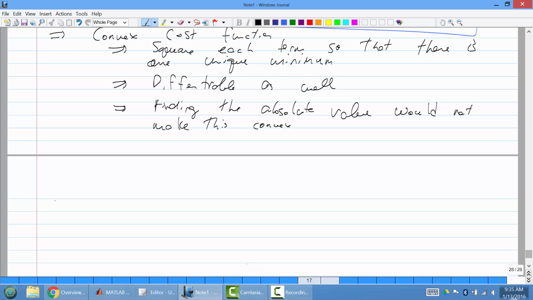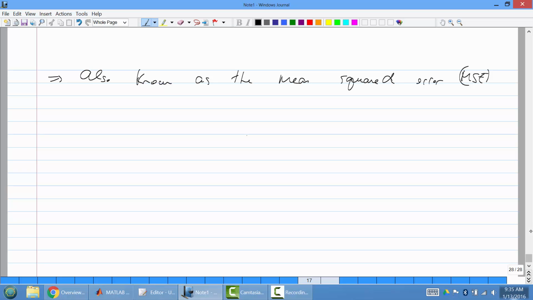So this is usually known as the mean squared error, or the MSE. It's used a lot in electronics and signal processing, so it's probably something that you're familiar with. It's also used in many regression problems.